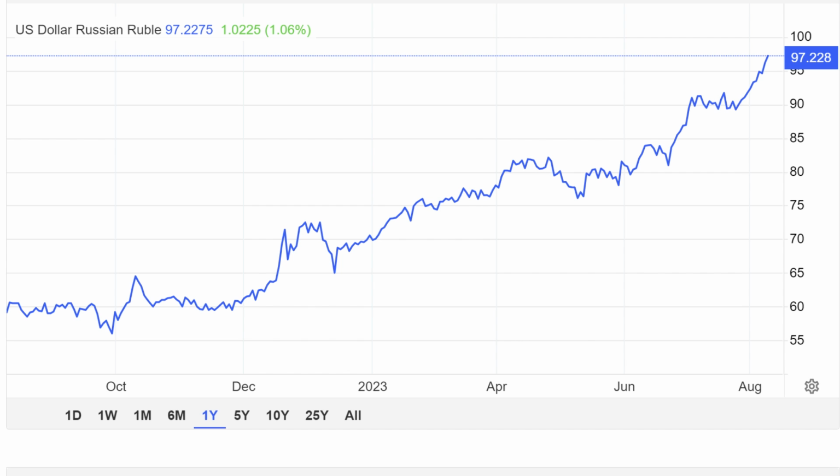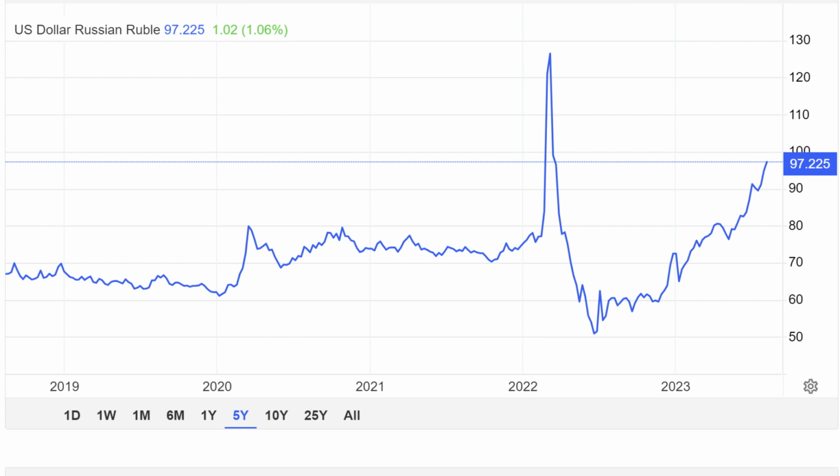This time last year, one US dollar was trading for around 59 Russian rubles. Today, it's trading for more than 97 rubles, which reflects a fall in value of the Russian ruble of 62% in the last 12 months and 33% in the last 6 months.